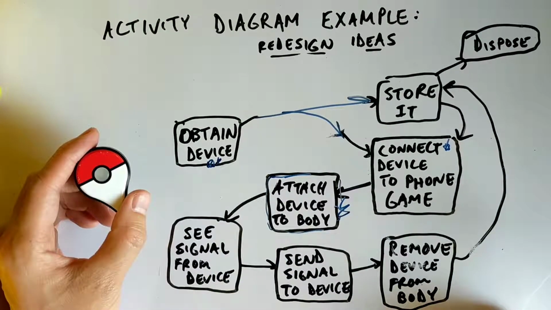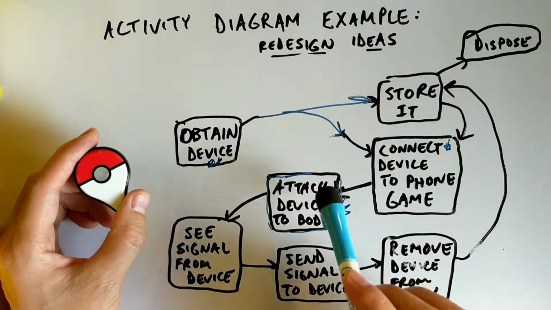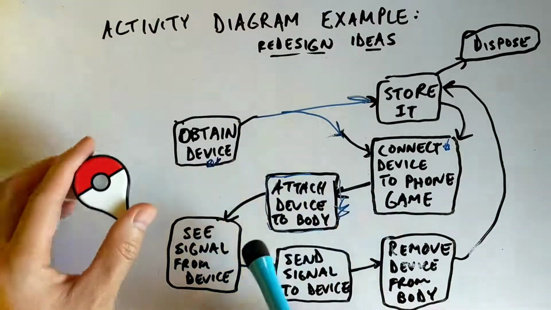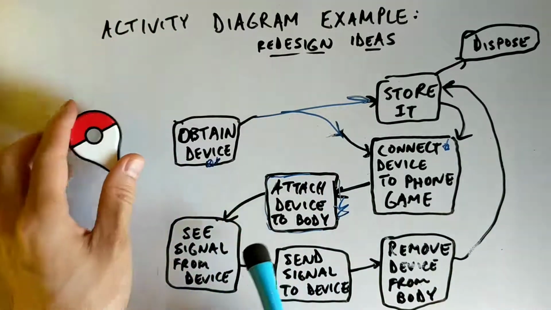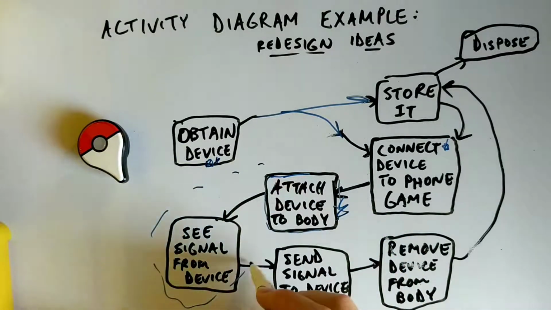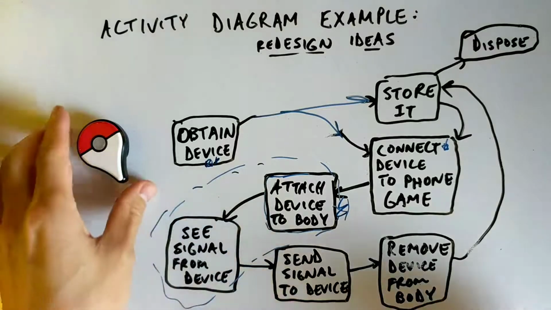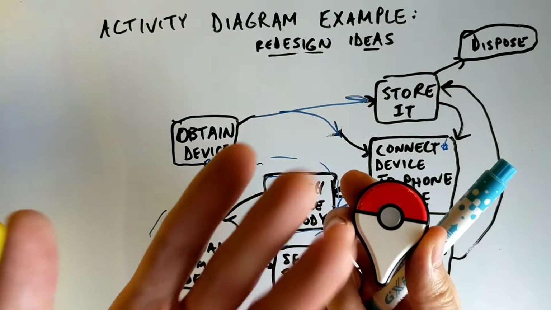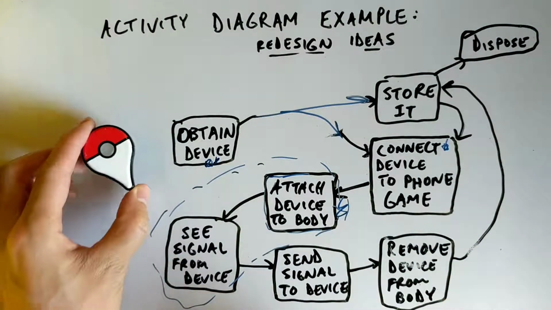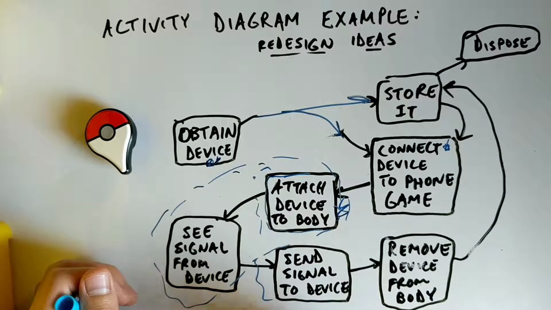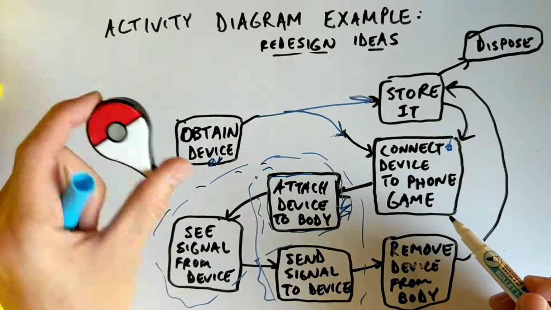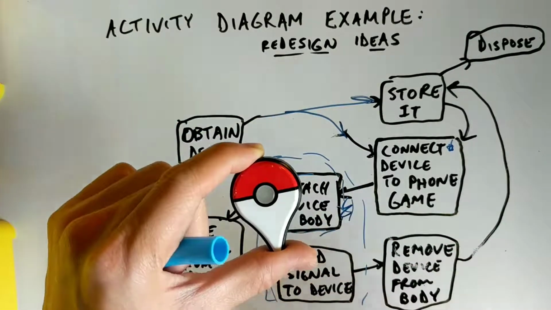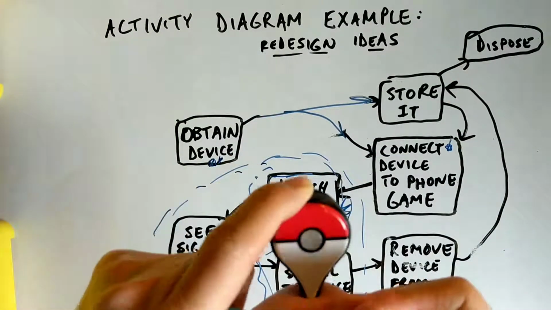Attaching the device to the body. Maybe there are things we can combine. Maybe when we attach the device to the body, this thing knows that I did it, and so we can combine these user actions into one fell swoop. Like whenever I attach this to my belt loop, it's already sending me signals or something. Maybe it should be combined with this user action. When I attach my device to my body, I automatically send a signal to this device to start automatically collecting the Pokemon around me.